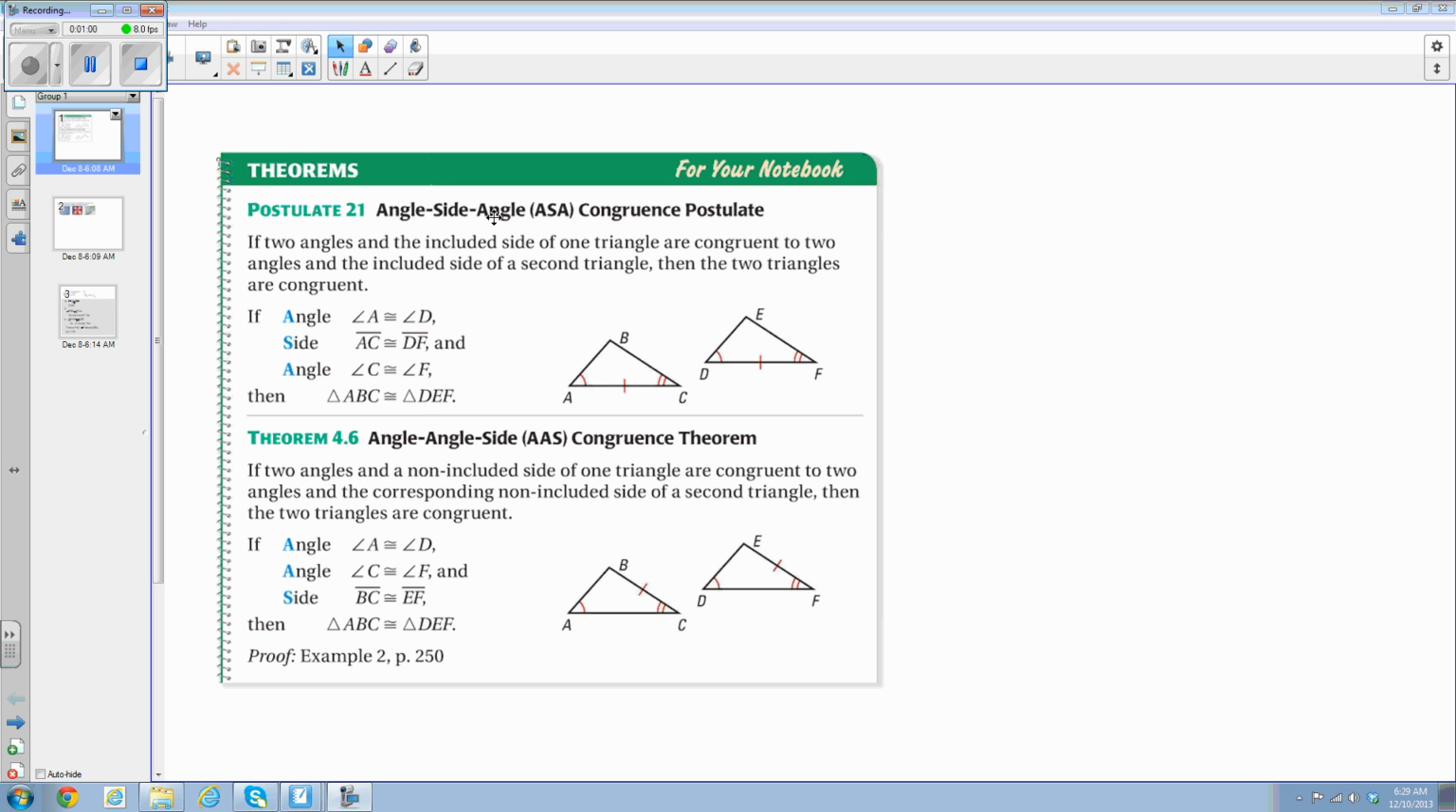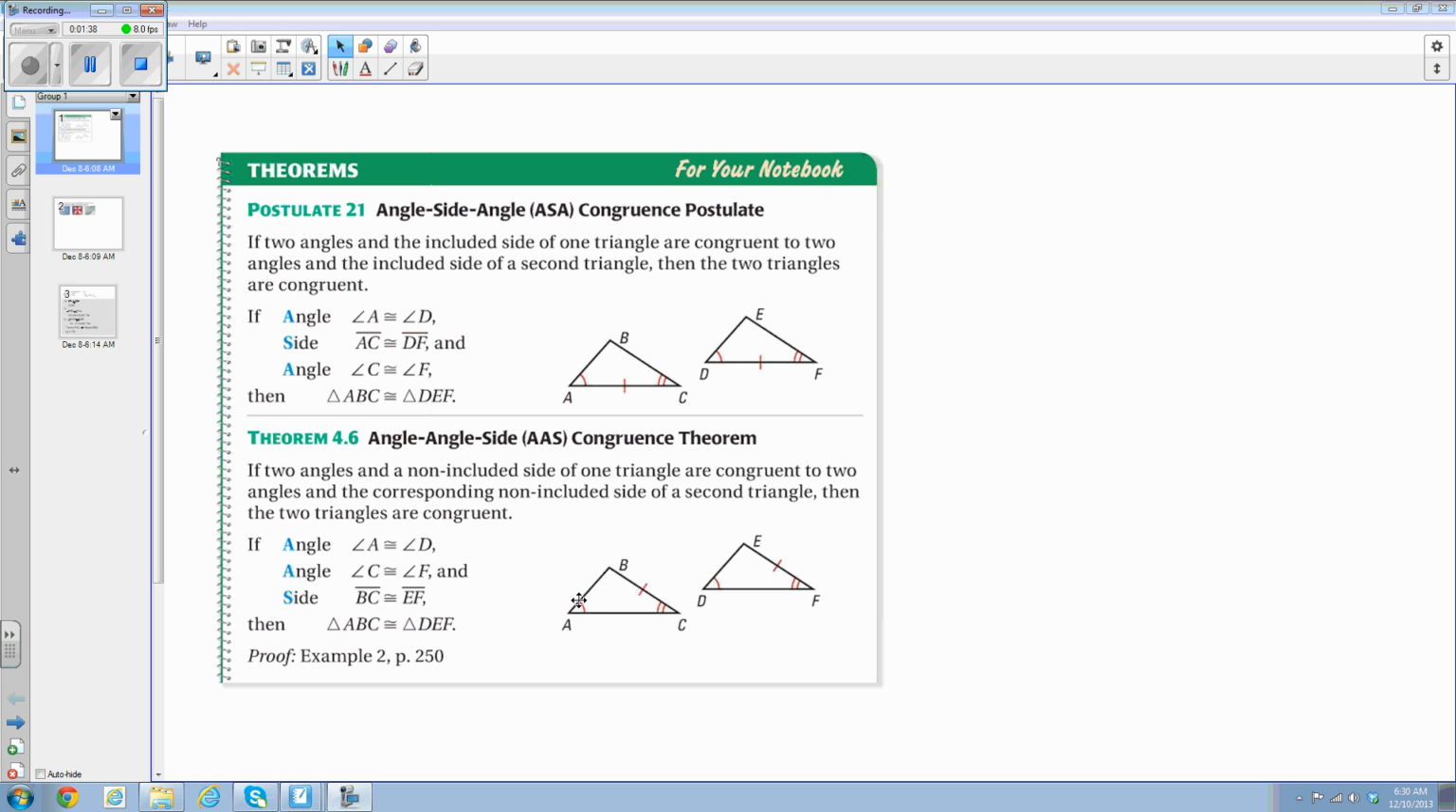That's how angle-side-angle works. And then there's a different one called angle-angle-side. Notice that the order in which they appear is different between the two. This one says, if two angles and a non-included side of one triangle are congruent to two angles and the corresponding non-included side of a second triangle, then the two triangles are congruent. Notice that in this picture, just like up here, there are two angles and a side that are congruent. The difference is where the congruent side is.